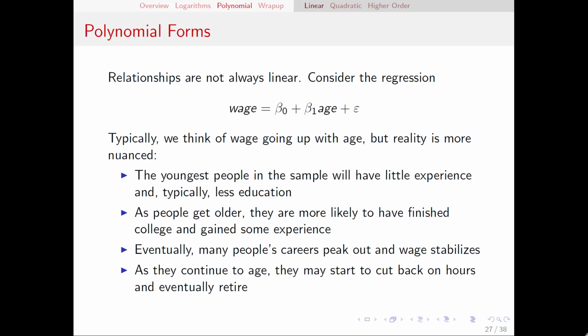Hello everyone. In this video we're going to continue talking about nonlinear functions with our second type of functional form, the polynomial. Let's start by considering an example. Suppose we were to run a regression of wage on age. If we did this, what do we think that the sign of beta 1 would be?